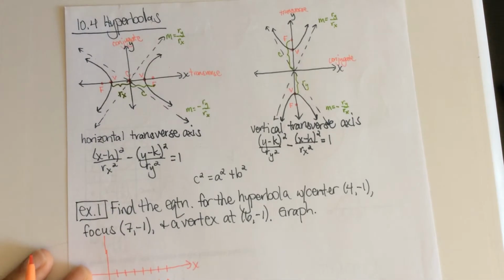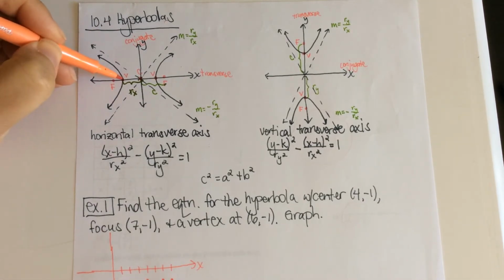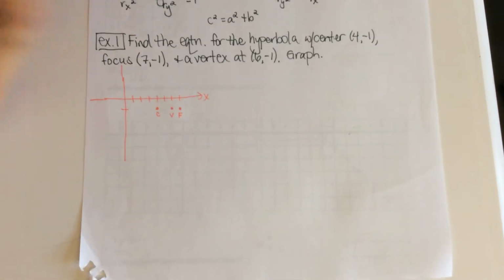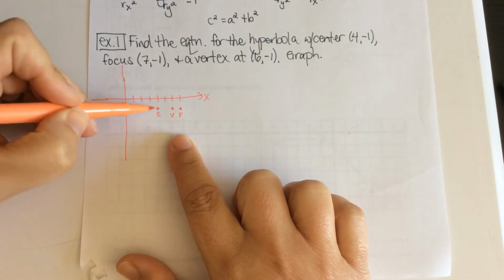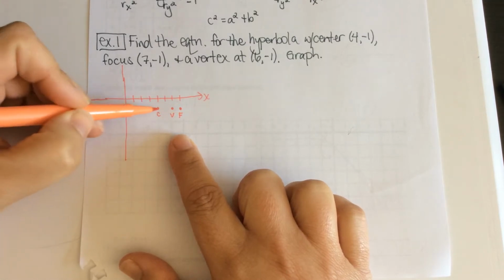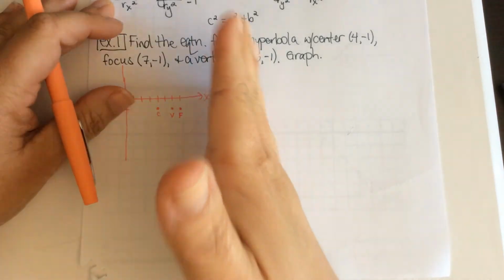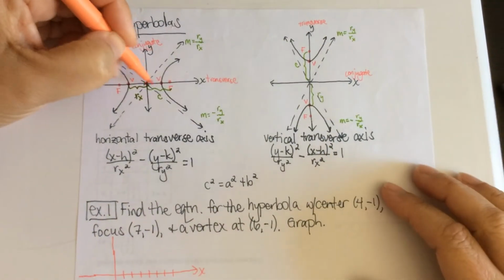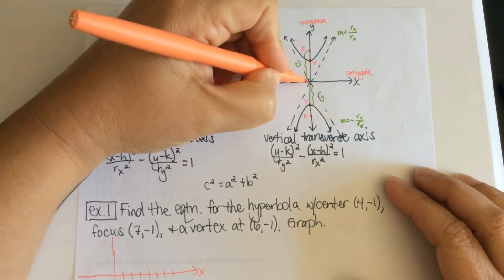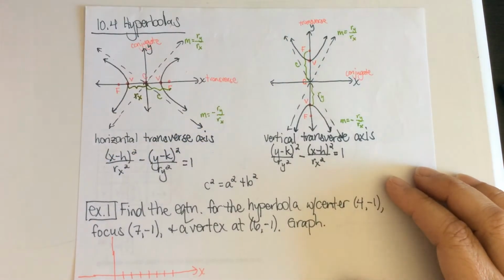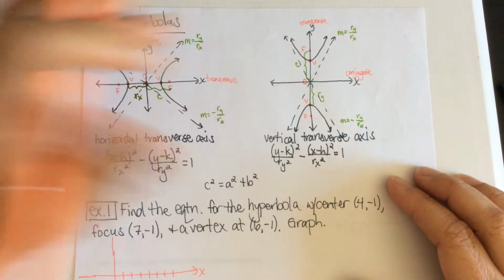So I need to use my drawings up here to figure out what I'm being given. Now I can tell that this is going to be a horizontal transverse axis because the center, the vertex, and the focus are all lined up horizontally, not vertically. Here they're all lined up horizontally. Here they're all lined up vertically. So I know it's going to be this case, not this case.